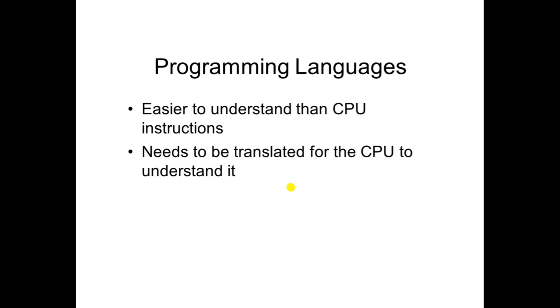What are programming languages? They are easier to understand than CPU instructions. Yes, of course, it is easy, but they need to be translated for the CPU to understand them. Whatever programs you write in an application level language, which can be C, C++, Java, Python, will not be understood by the CPU. So someone has to translate it into the language which will be understood by your CPU, right?